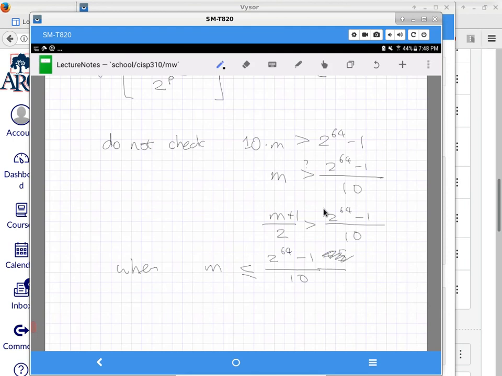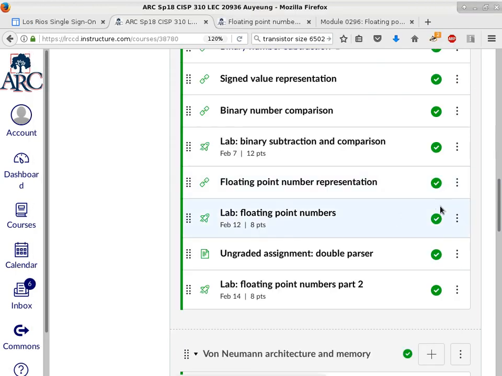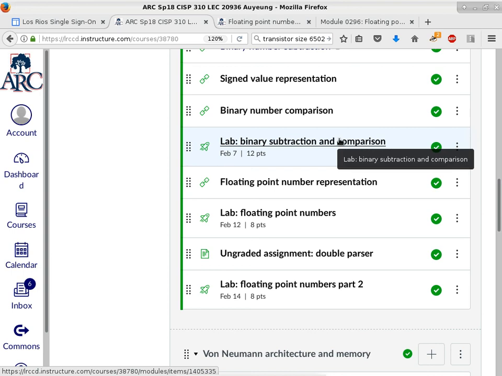Is that okay? All right. So we are moving on to the next topic, which has to do with memory devices or the von Neumann architecture. So we still have more labs to do with binary floating point numbers.